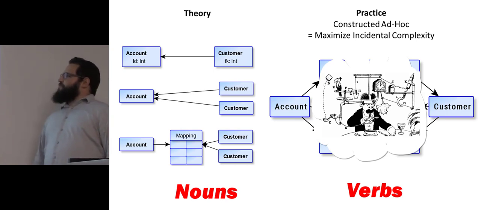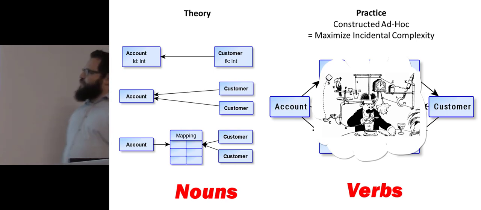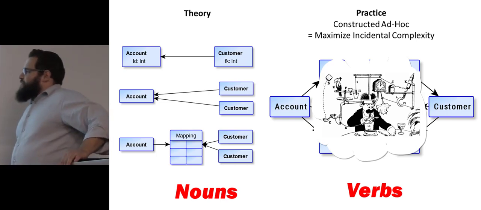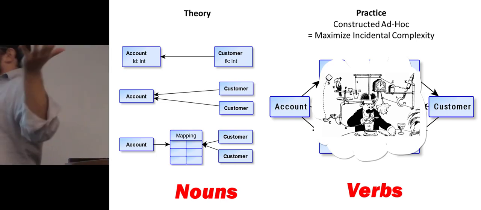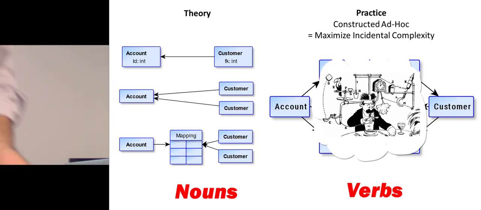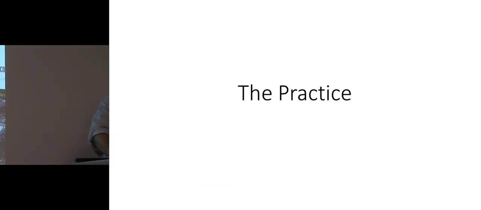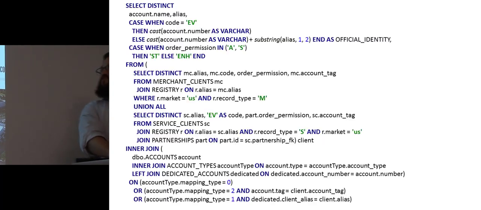Right? And the problem is that when things are constructed ad hoc, as this device is right here, the problem is that things tend towards greater and greater complexity, as opposed to something like this. Now, here is what that ultimately looks like, right? This is what that looks like.